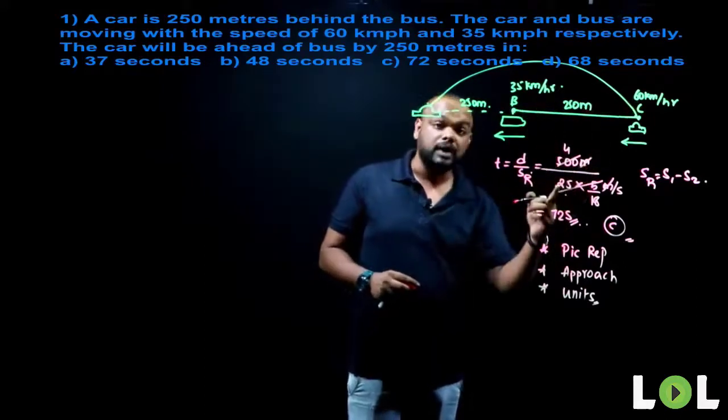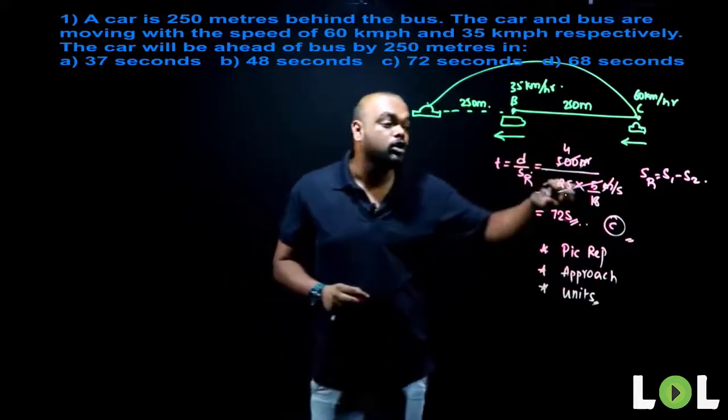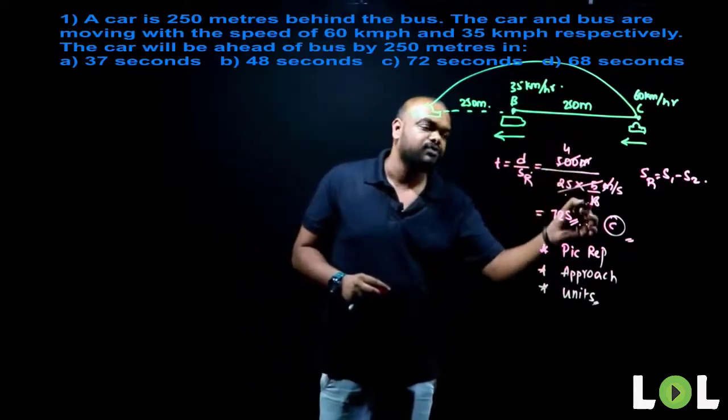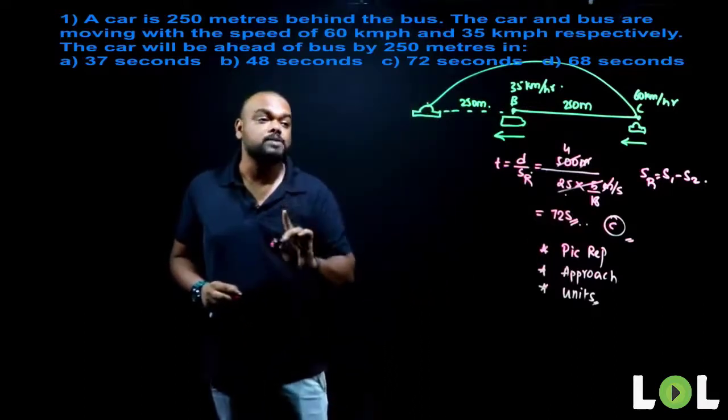60 minus 35, 25 kilometers per hour. This distance is in meters, this speed is in kilometers per hour. Convert it into meters per second by multiplying by 5 by 18. If you do the calculations, we will get the answer as 72 seconds, and that must be my final answer.